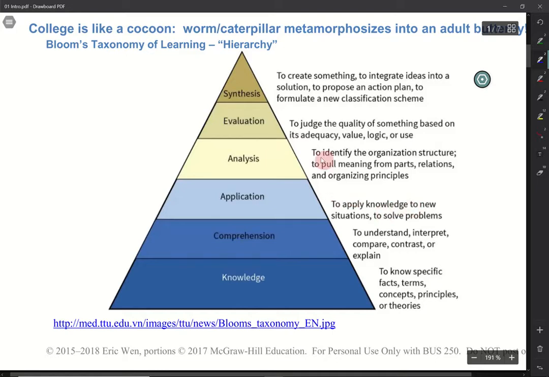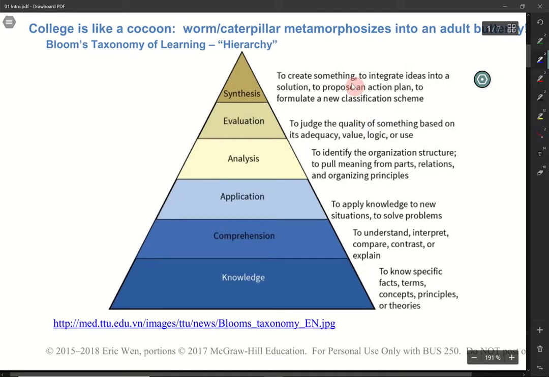One step up from that is analysis. So being able to identify structure, pull meaning from parts and relationships, and really start to organize by principles. One up from that would be evaluation, judging the quality of something based on its adequacy, value, logic, or use. And then at the top is synthesis: putting it all together, creating something, integrating ideas into a solution, proposing an action plan, formulating a new classification scheme or something new.